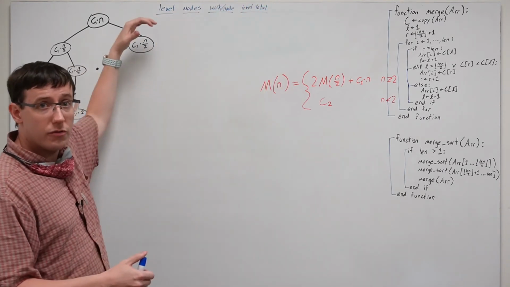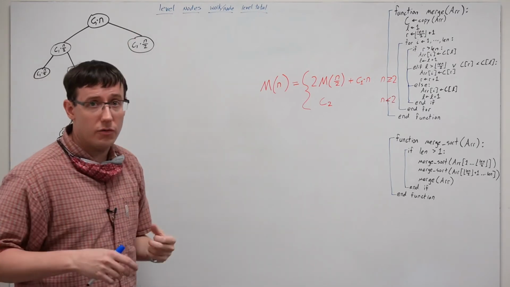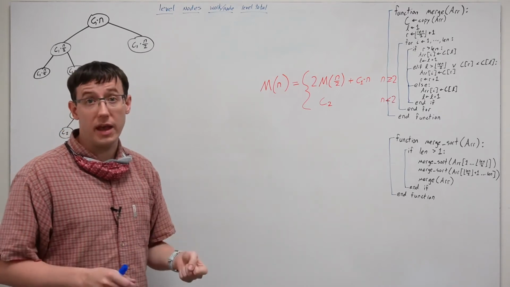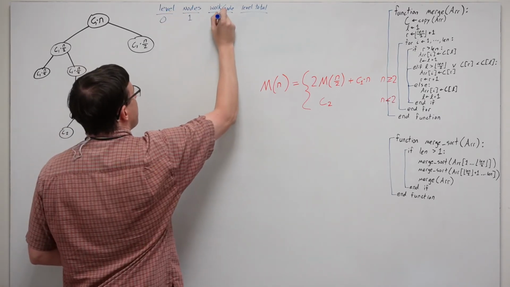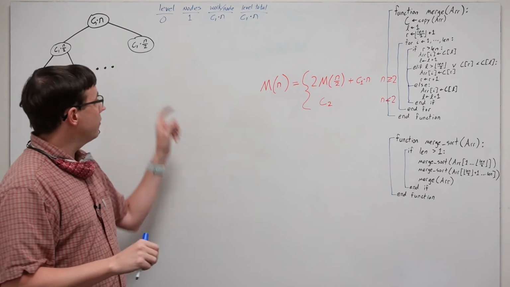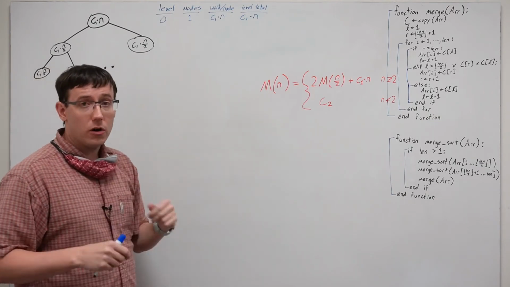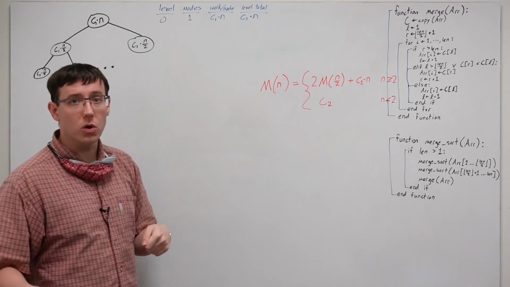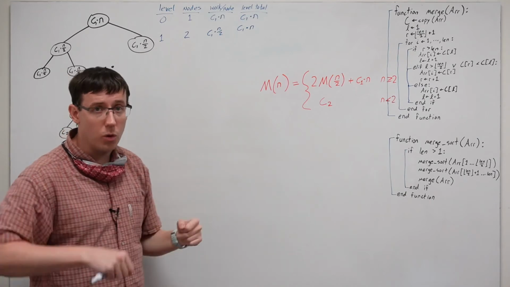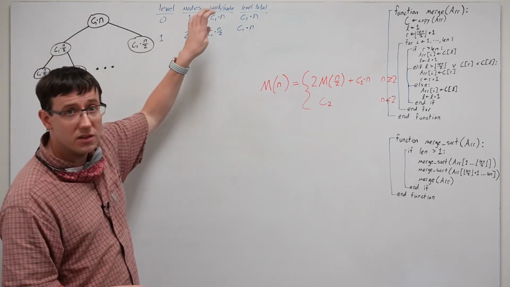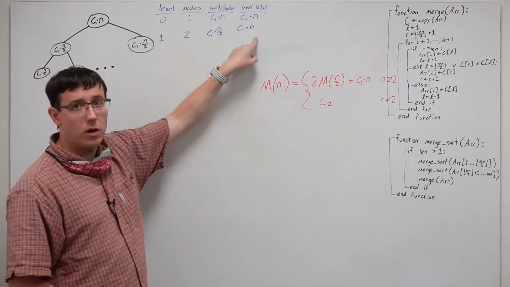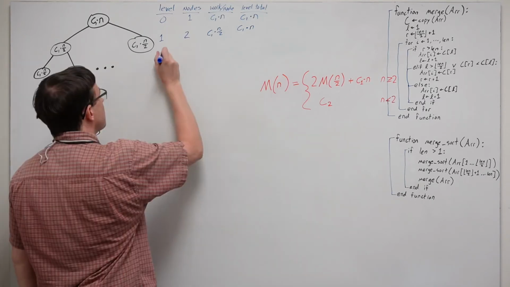At the top of the tree, we are at level 0 of the recursion, and there is one node where we are doing c1 times n total work. When we get to level 1 of the recursion, we have 2 nodes that each are doing c1 times n over 2 work. And when we add up the total work done across all of the nodes at this level, we have 2 nodes, each operating on half the array, and so the total amount of work is c1 times n.